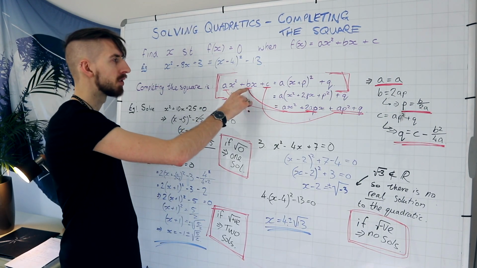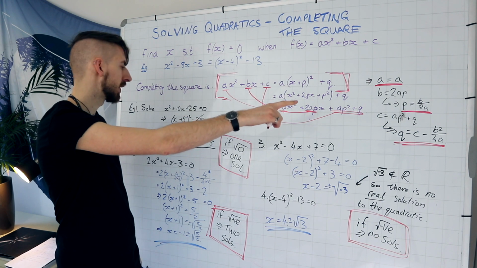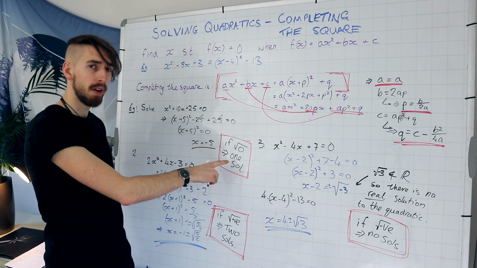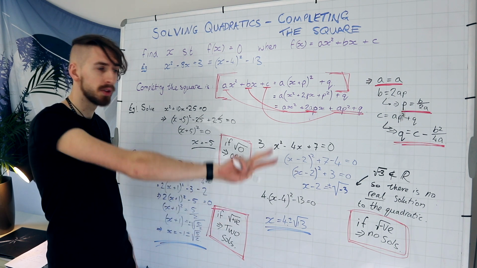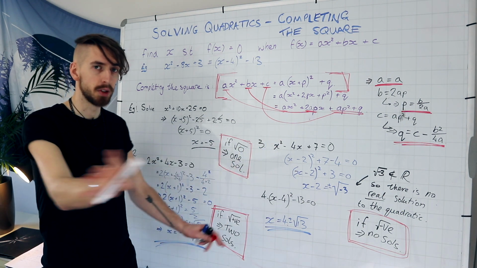Completing the square is putting a quadratic in that form. You do it through those steps. If it's the square root of 0 at the end, 1 solution. Square root of a positive number, 2 solutions. Square root of a negative, no solutions. You can't solve it.